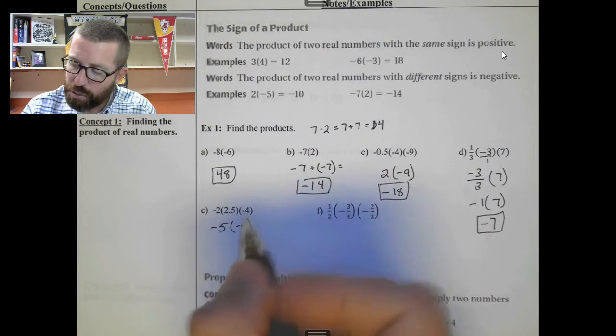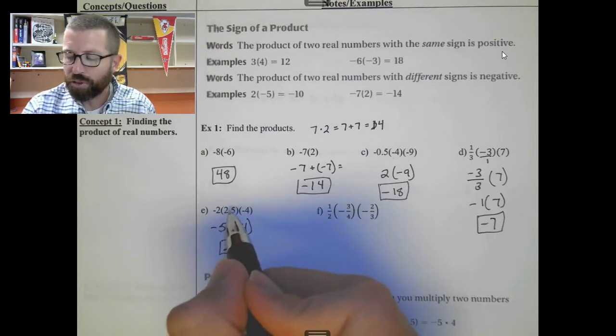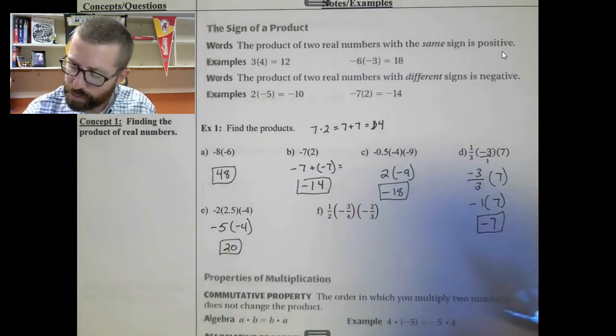And then negative 5 times negative 4 is 20. Also, 2 times the number is just the number twice, so 2.5 plus 2.5 is 5.